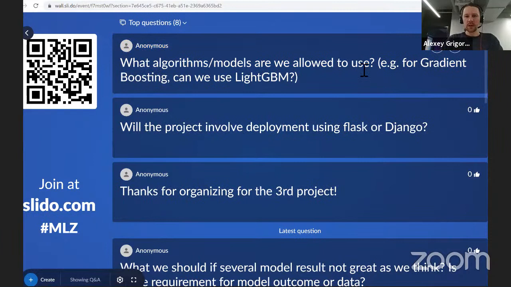What algorithm models are we allowed to use? Can we use LightGBM? I think I answered that. Yes, you can use whatever you want. Just be sure you document this.